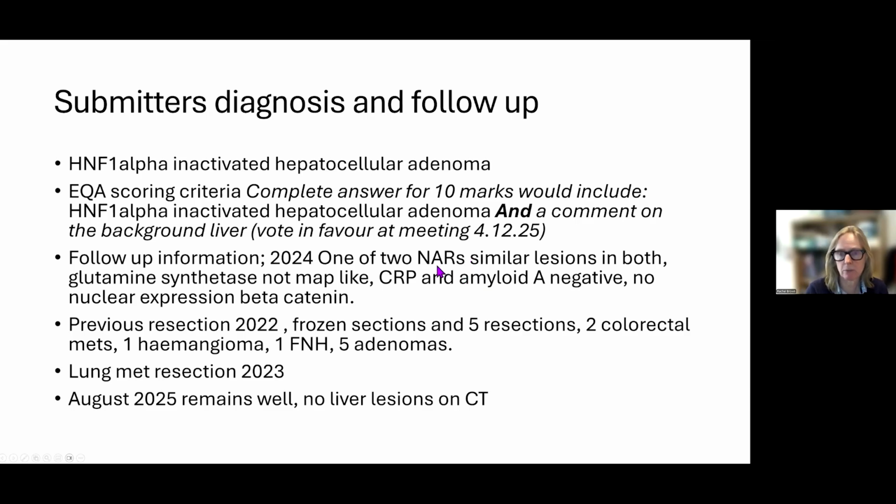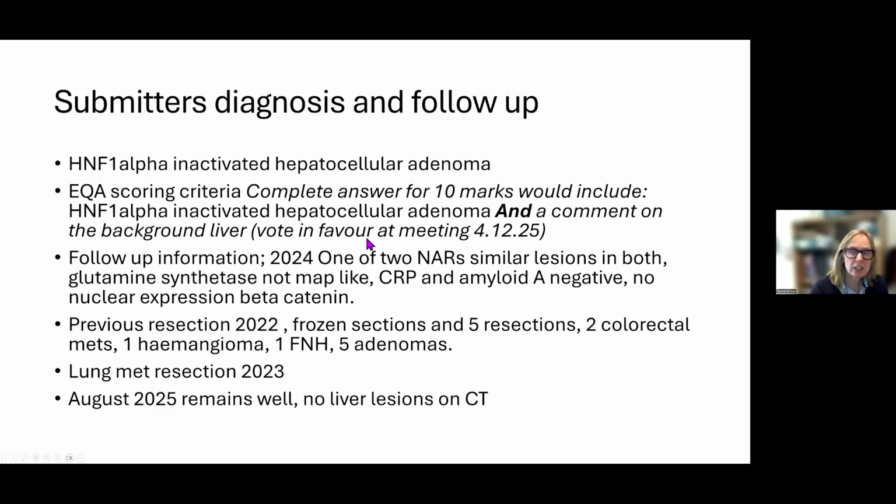And we were given some additional information here, that the glutamine synthetase did not have a map-like pattern. Don't worry if you don't understand that. We're going to come back to this concept. We talked about these stains in the setting of inflammatory hepatocellular adenoma. They were negative here. There was no nuclear expression of beta-catenin. So there's some extra information for you. And the diagnosis here was offered as HNF1 alpha inactivated hepatocellular adenoma.